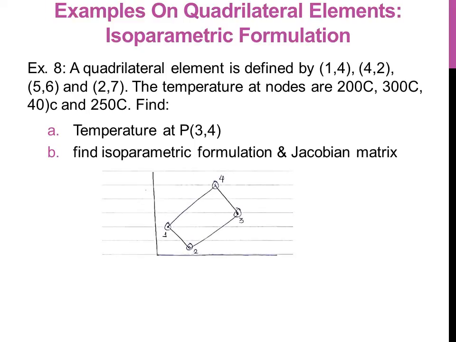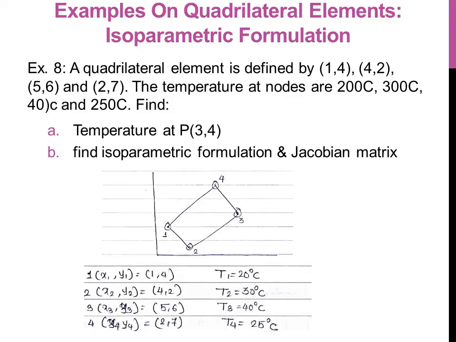See here, one quadrilateral element is given. The figure is not given in your example. You have to draw that diagram according to the given coordinates, and the coordinates are given. The first coordinate is x1, y1, that is (1, 4), and the temperature on that node is 20 degrees Celsius.